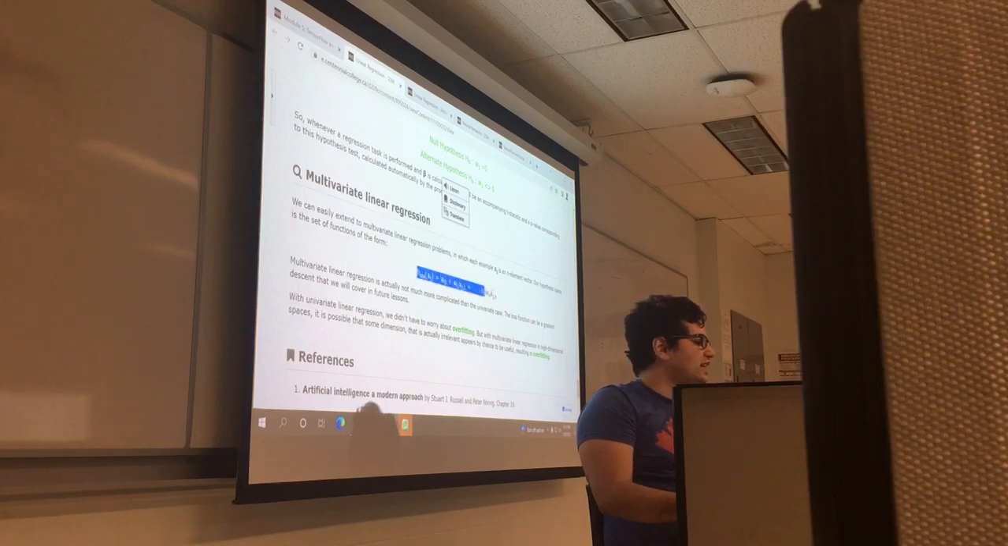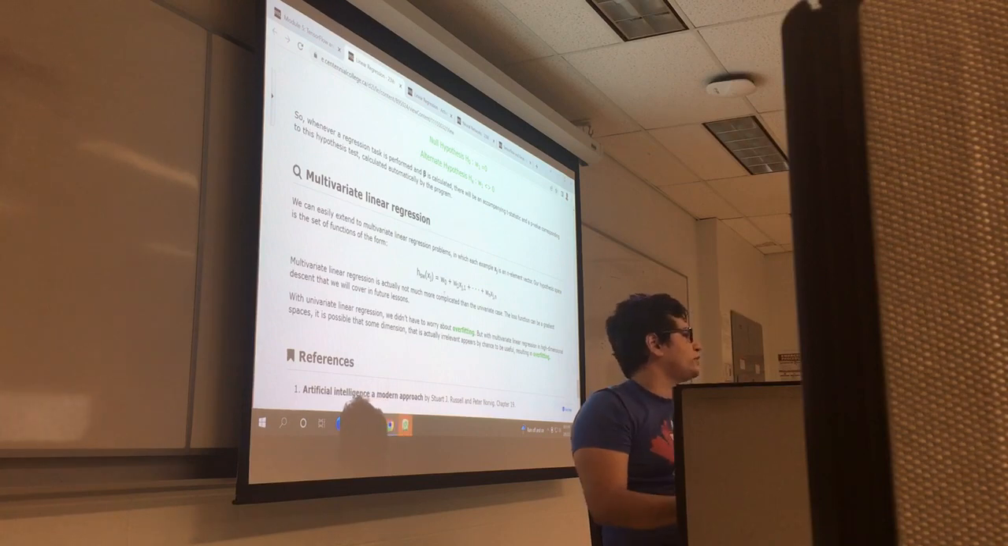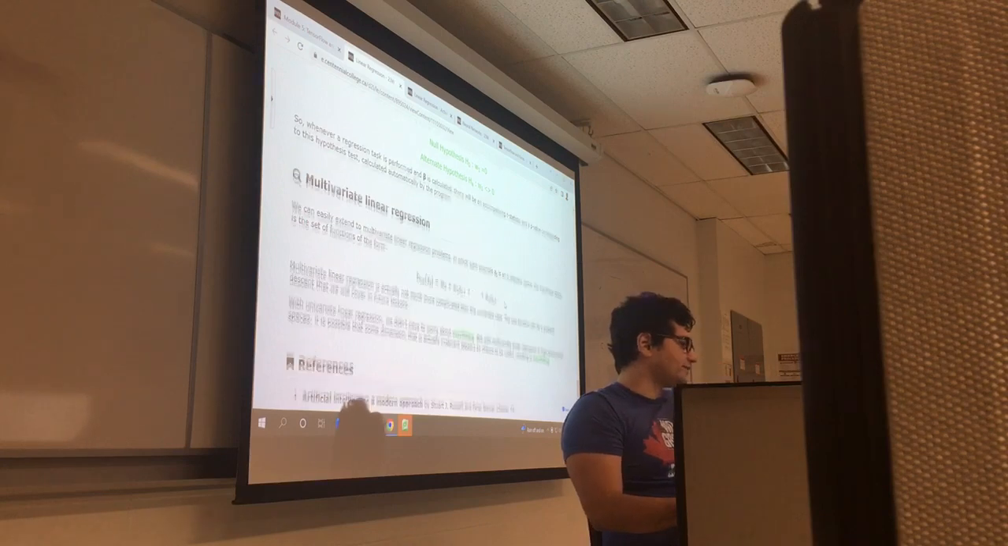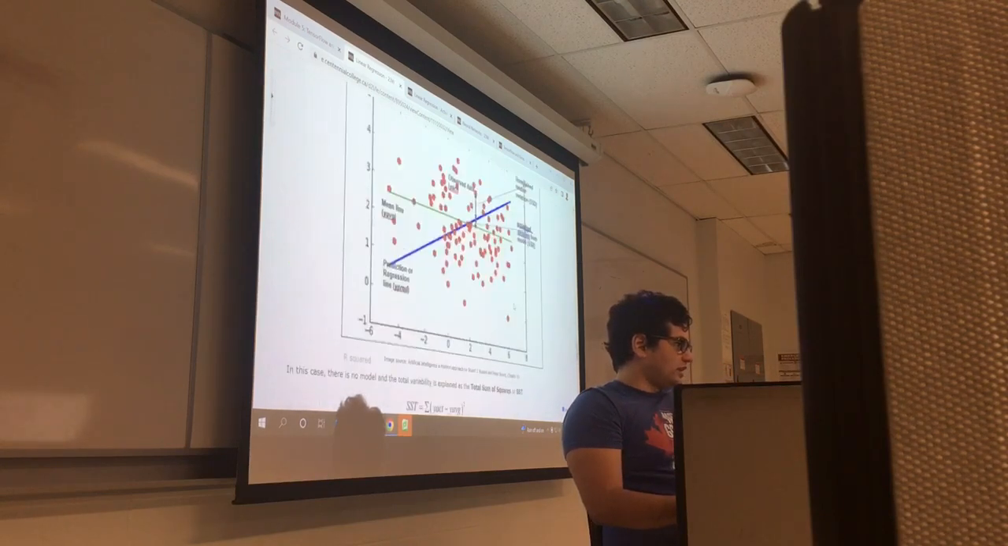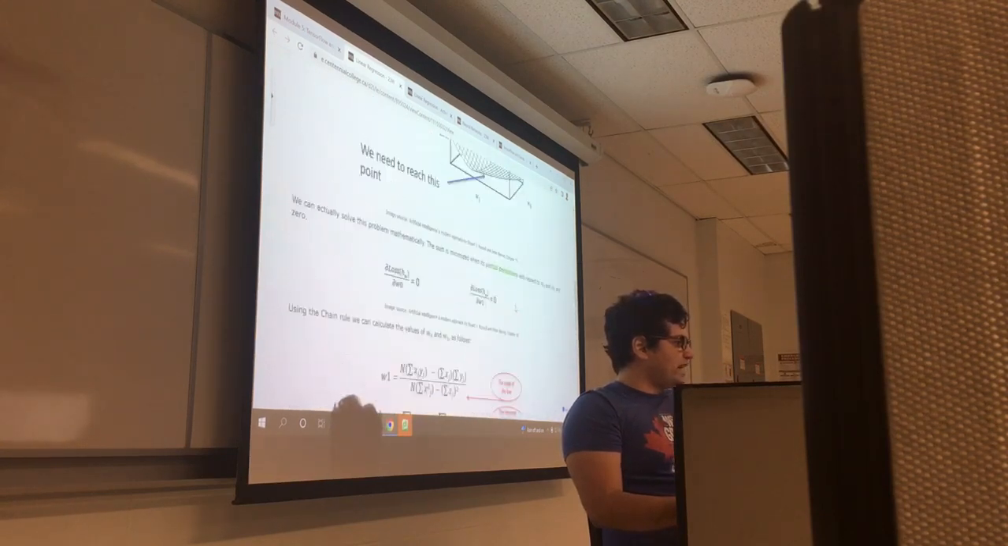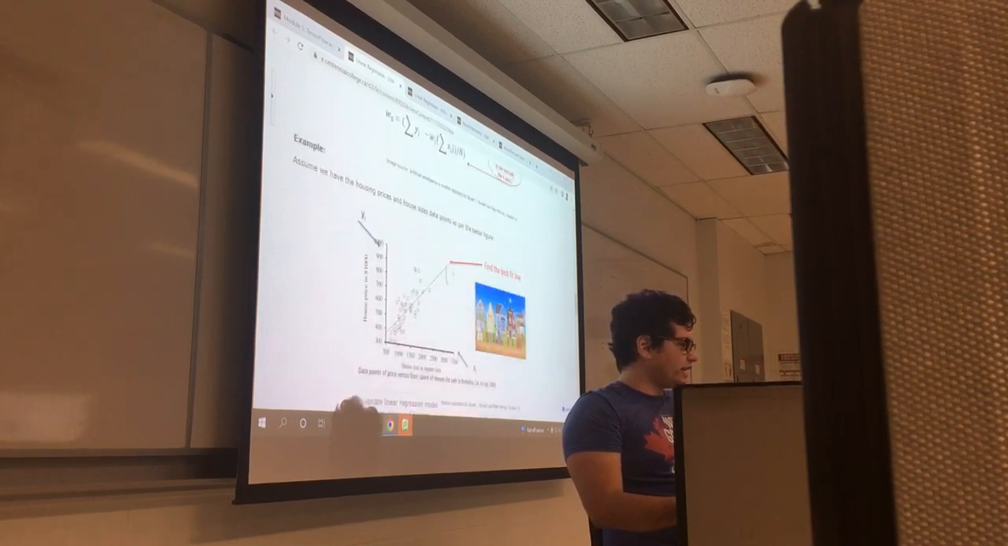The idea is the same, but here instead of one x, we have several x's, like n x's, okay? That can go to infinity if you want. And as you can see here, we have different w's as well. That kind of defines this formula here, okay? So yeah, that's the basics for linear regression.